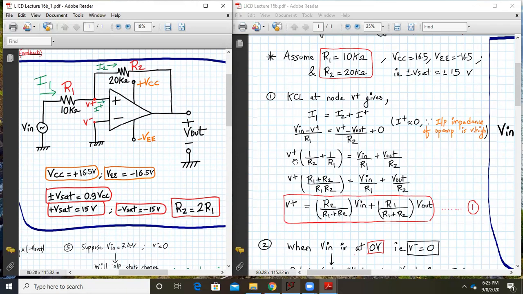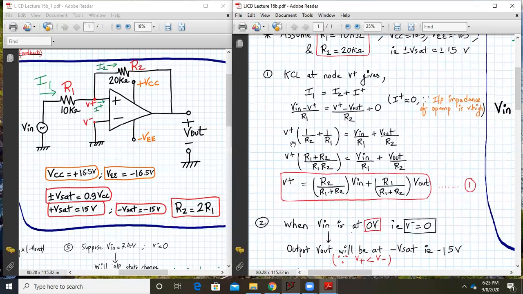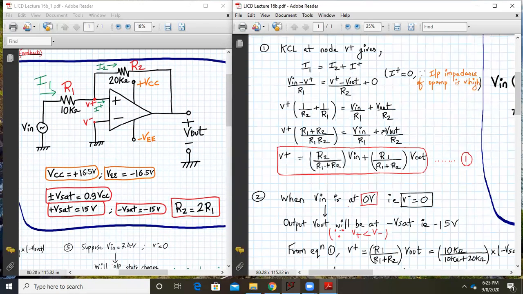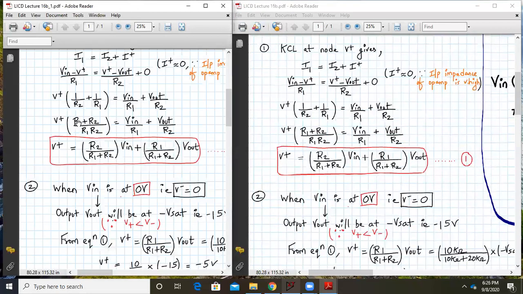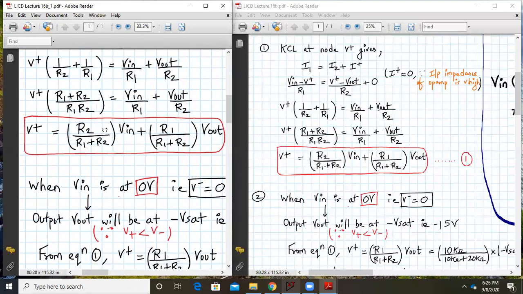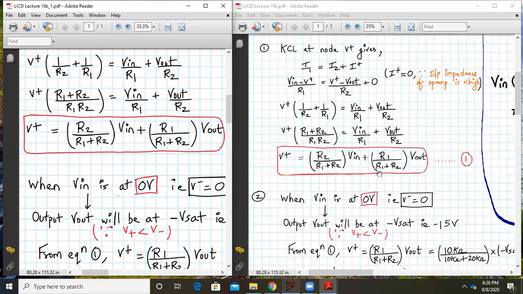If we rearrange the terms, we collect the terms of V plus on the left hand side, and on the right hand side we have the V in and V out terms. If we cross multiply and solve it algebraically, we arrive at this very important equation number 1, which says that V plus is equal to R2 upon R1 plus R2 into V in plus R1 upon R1 plus R2 into V out. This is a very important equation on which our entire numerical analysis will be based. So I'll keep this on the left hand side.